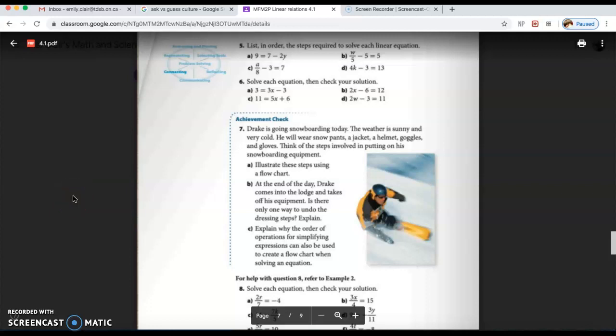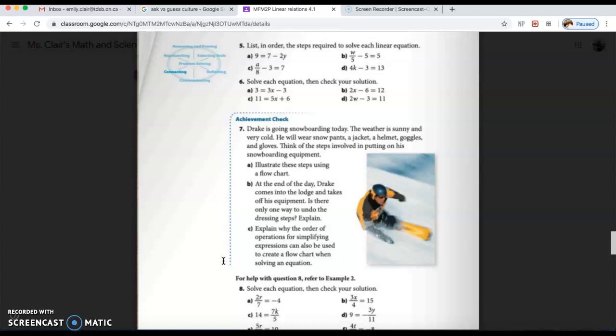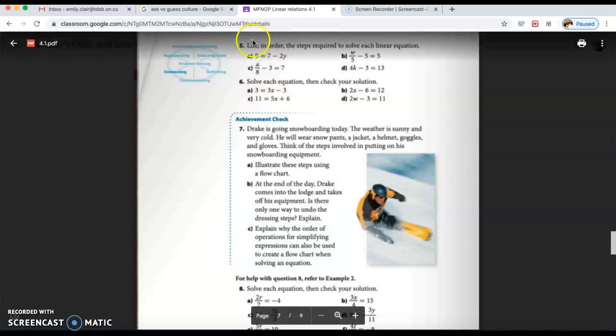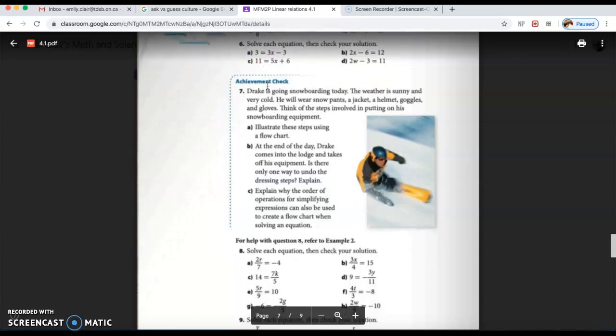All right, here is a quick video to give you some examples of how to solve two-step equations, like the ones that you would find in numbers 6, 8, and 9 as assigned in your work. Let's start with, I told you to skip number 5 because it talks about listing steps, which I don't think is a great way to approach this.